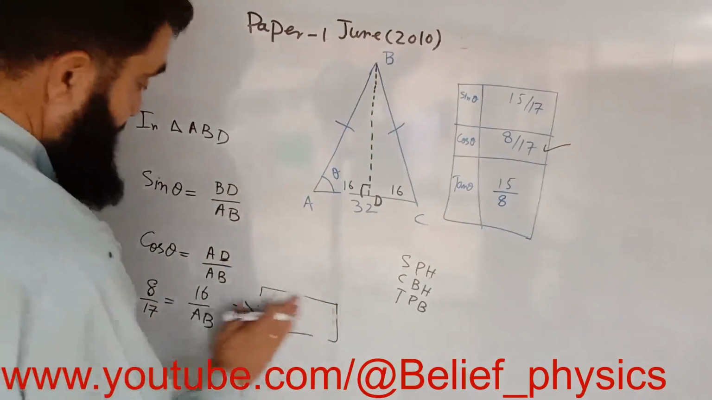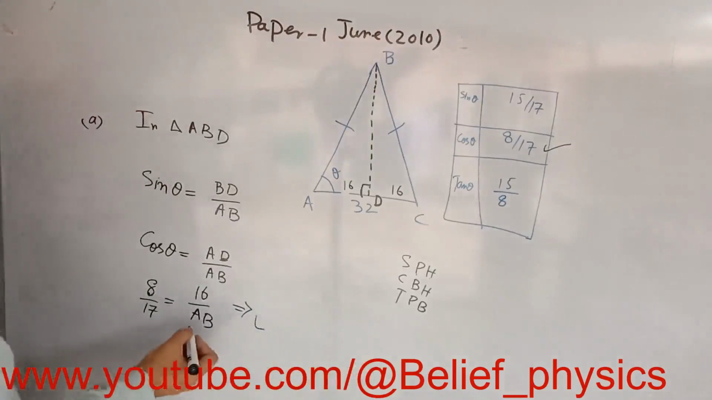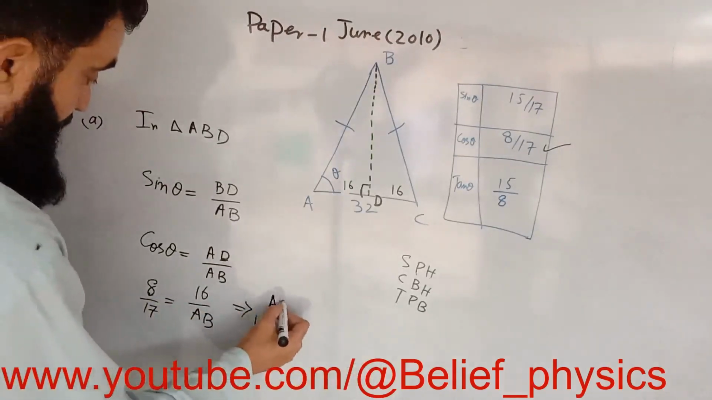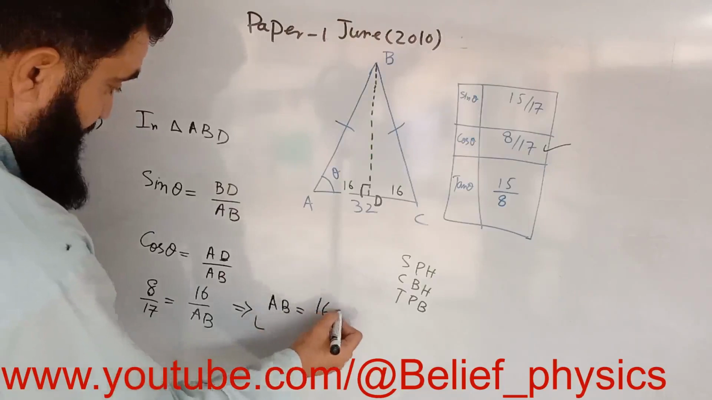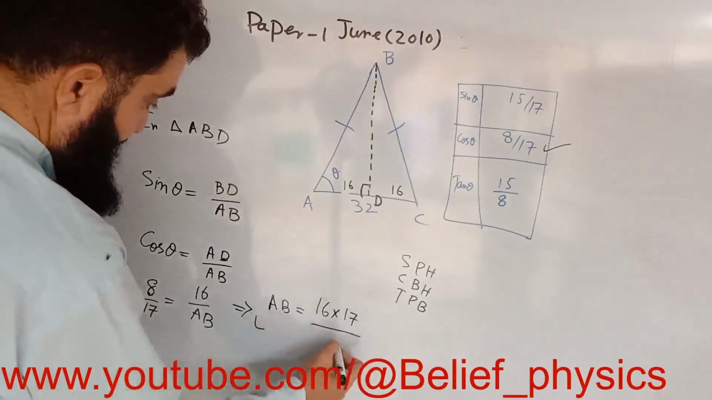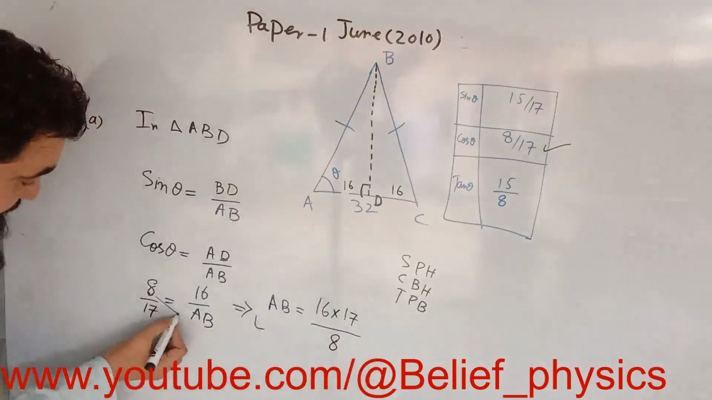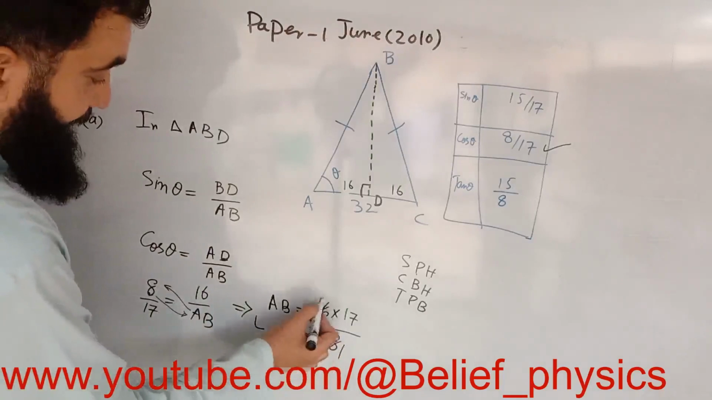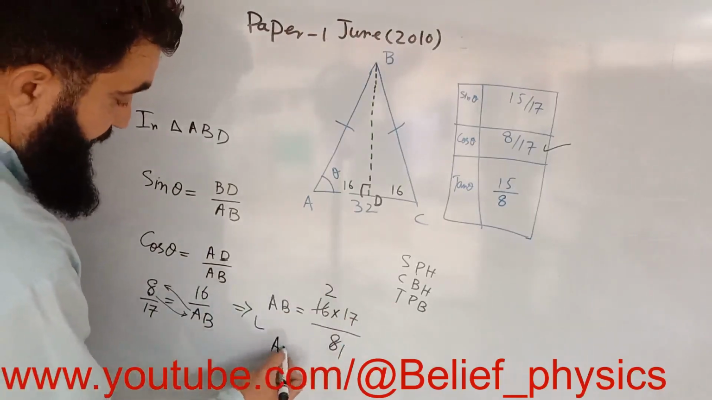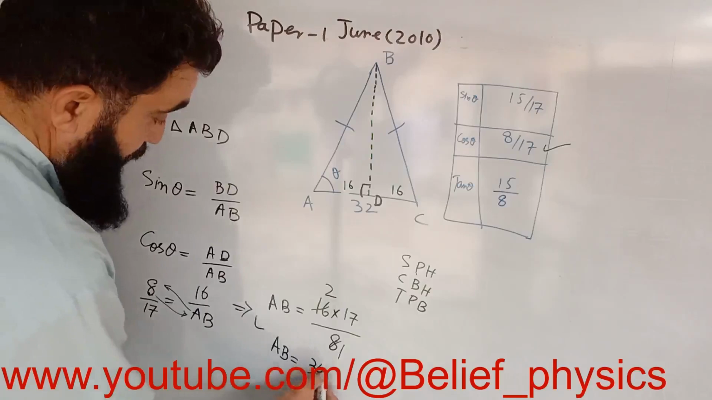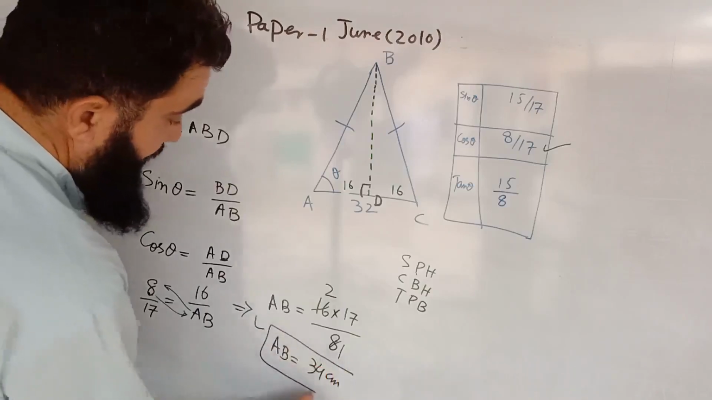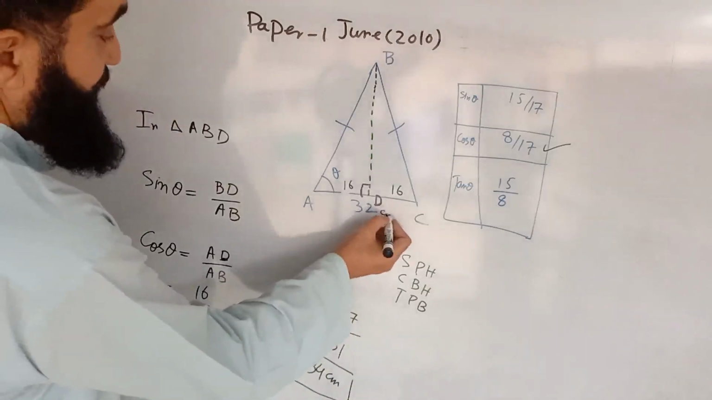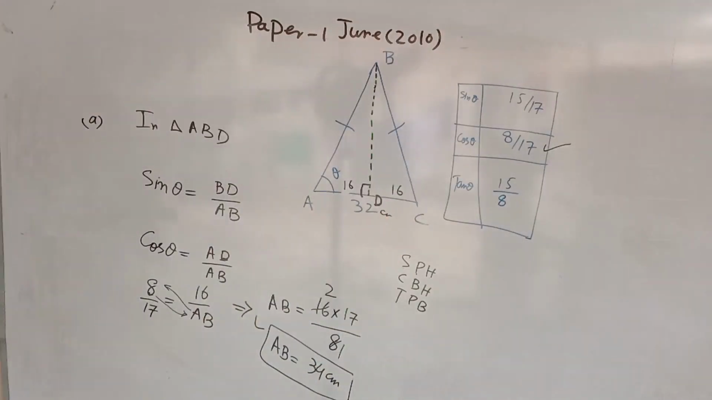We cross multiply it. So we take AB here. AB will be equal to 16 into 17 divided by 8. If we shift 8 here, it will divide here. So 8 ones are 8, 8 twos are 16. Therefore AB comes out to be 34 centimeter, because this falls in centimeter. So AB comes out to be 34 centimeter.